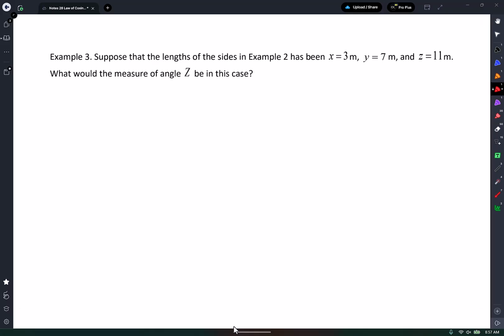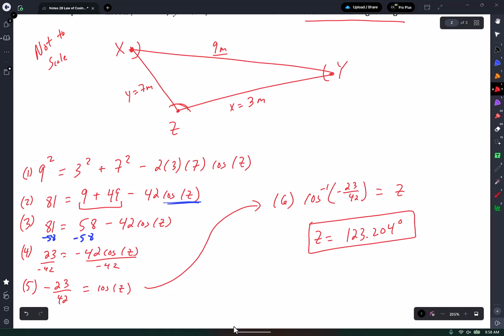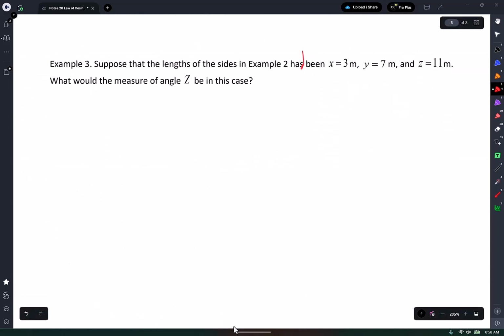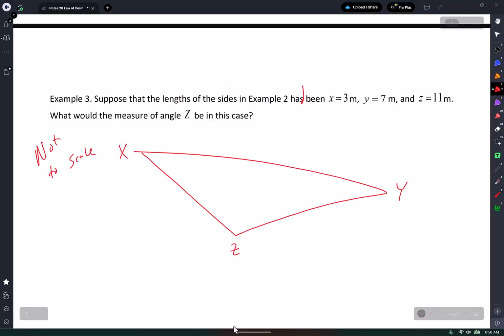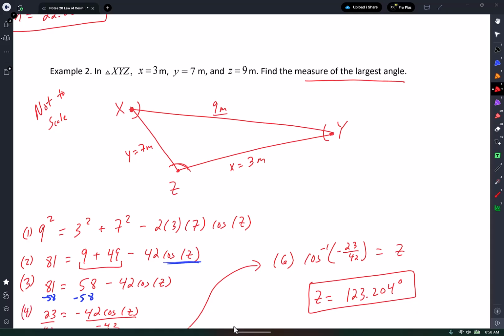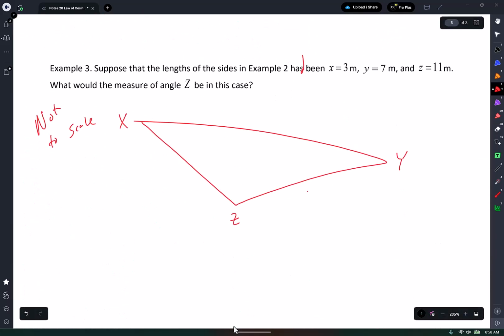Suppose that the length of the sides in example 2 had been, put a D instead of an S there, S equals 3, Y equals 7, and Z is 11. What would the measure of angle Z be in this case? Okay, let's do it again. I'll draw the same thing. 3, 7, 9. Not to scale. X, Y, Z. This is still 3, that's still 7, but instead of that being a 9, that's an 11.